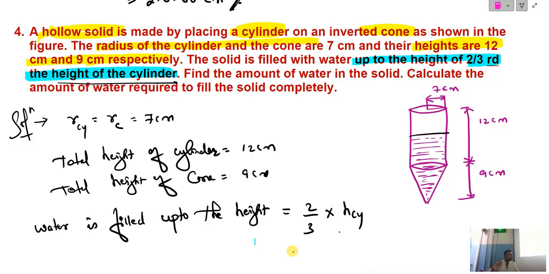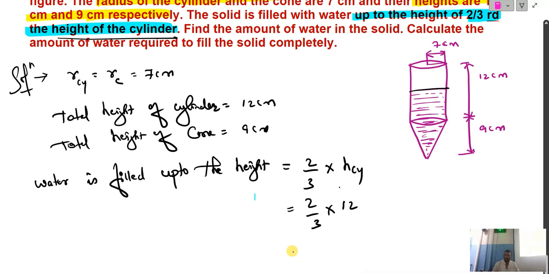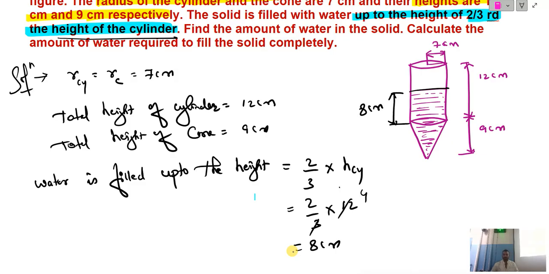Can we write like this? Water is filled up to the height of 2/3 into the height of the cylinder. That's nothing but 2/3 into the total height, which is 12. 2/3 times 12: 3 fours are 12, 4 twos are 8. So water is filled up to the height of 8 centimeters.